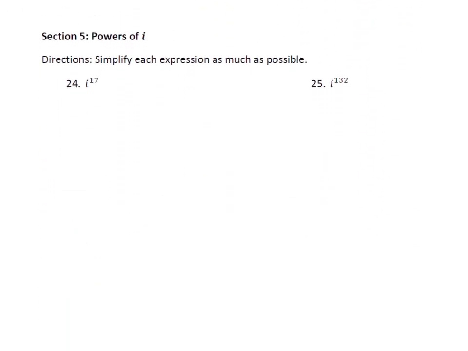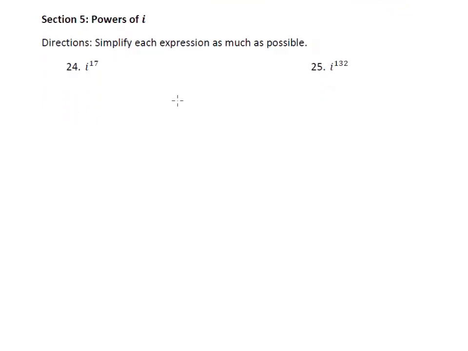Okay, section 5, powers of i. Directions, simplify each expression as much as possible. Okay, so a little background with this problem. I'm going to come down here. Let's do this. What is i to the 0 power? Well, anything to the 0 power we know is 1, right? Okay, i to the 1st power. Well, anything to the 1st power is just itself, so that's i.